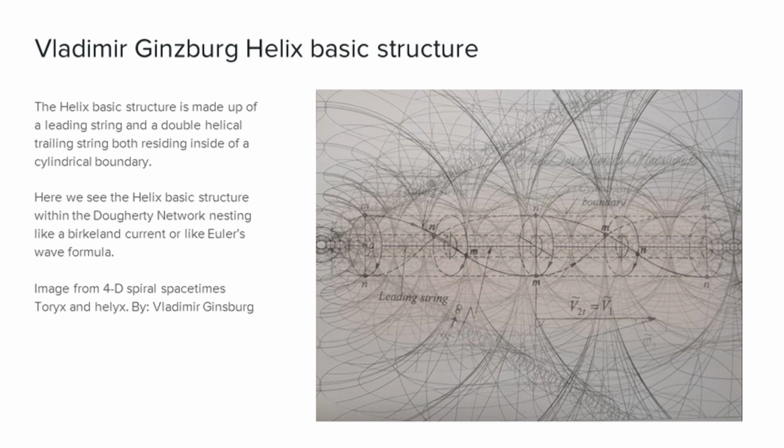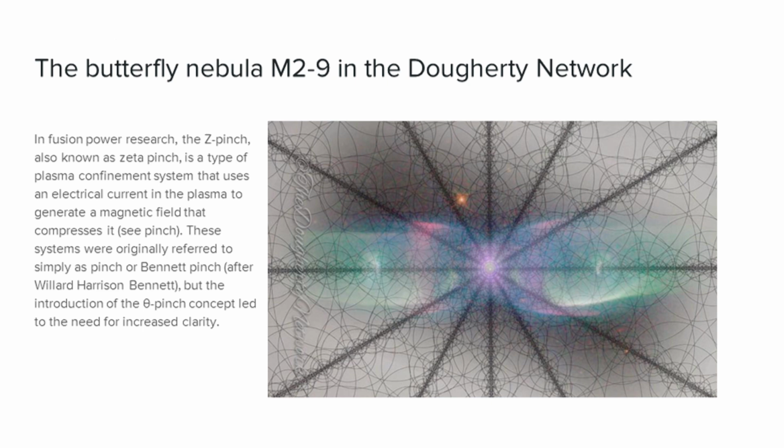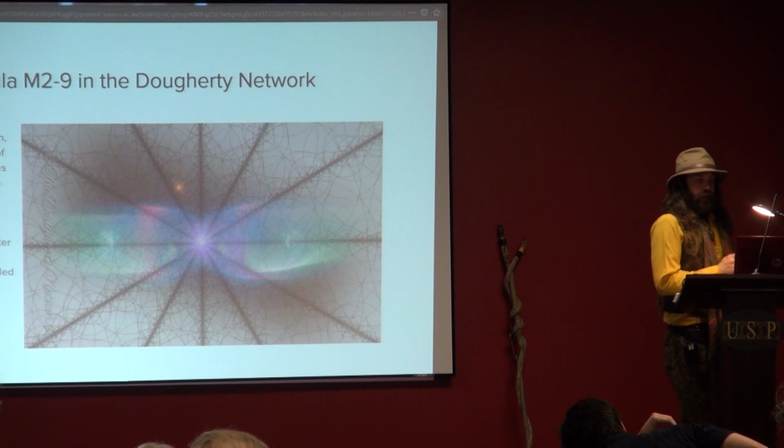But a lot of his other stuff is good and teaches you how Maxwell and a lot of the other physicists believed that there was a vortex nature to the universe. Their theories were based off of it. The Butterfly Nebula and the Dougherty network, you have the concentric collimated charge moving out along cylinders, cylindrical charge, and you also have the bipolar flow.